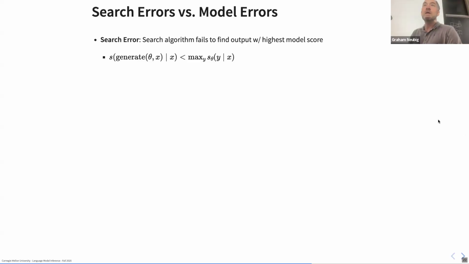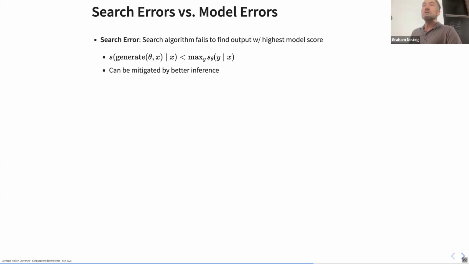output. And this could be the highest probability, or it could also be the most consistent output, that thing with the highest marginal probability when you're marginalizing over chains of thought or something like this. So what this means is basically your search algorithm failed. If you're using an argmax search algorithm, it did not find the max.